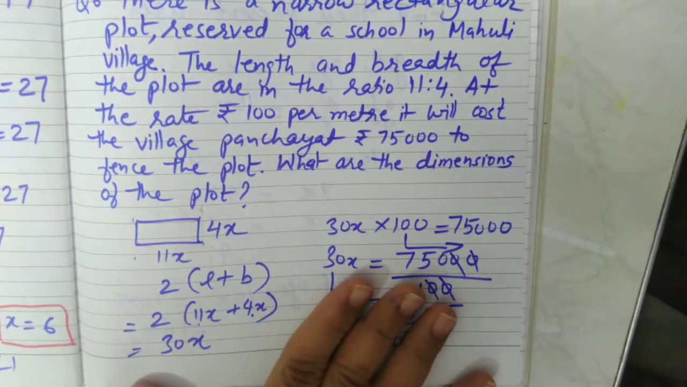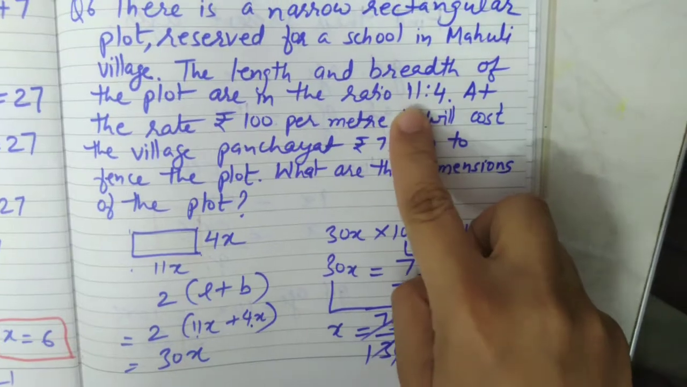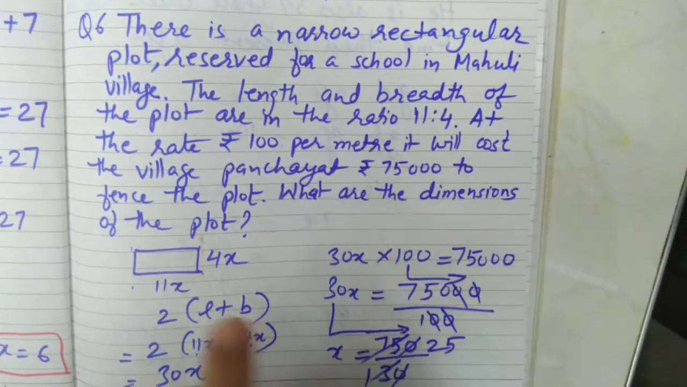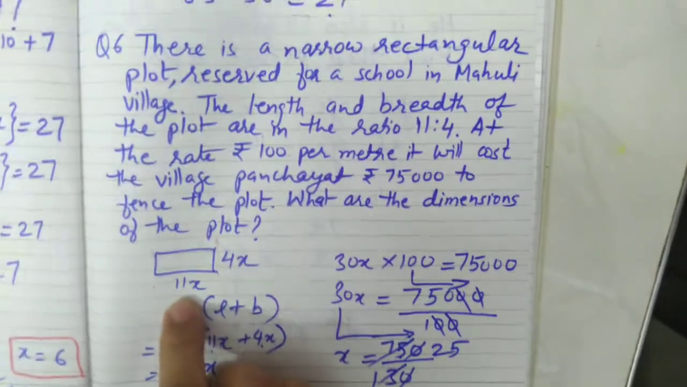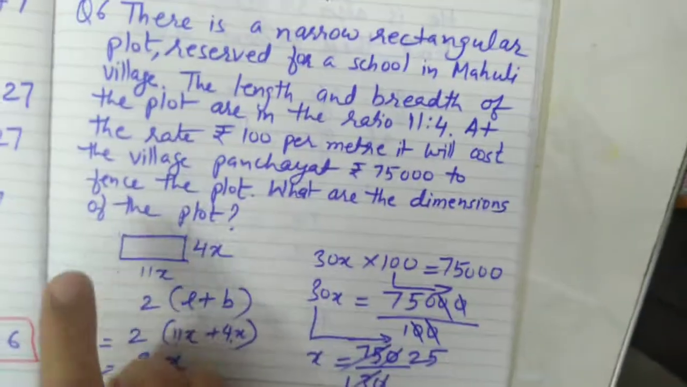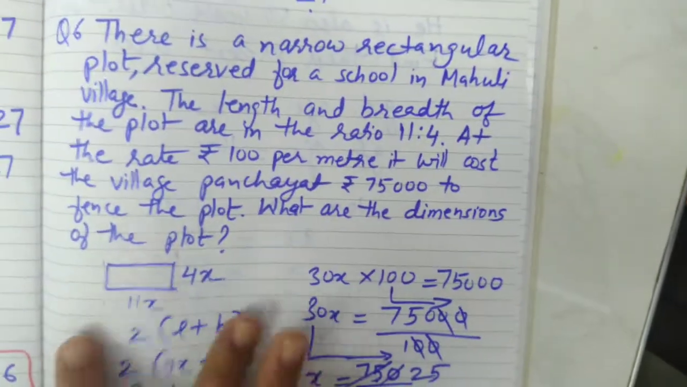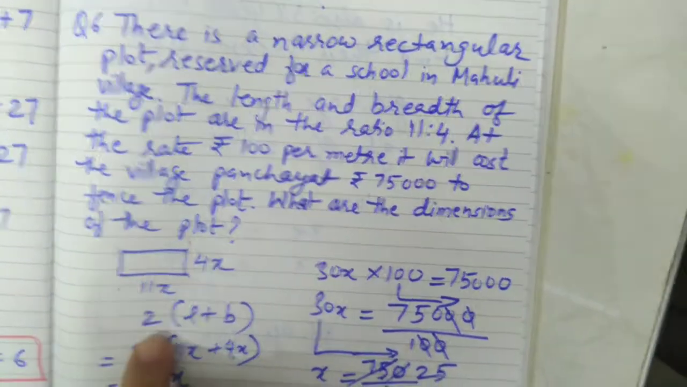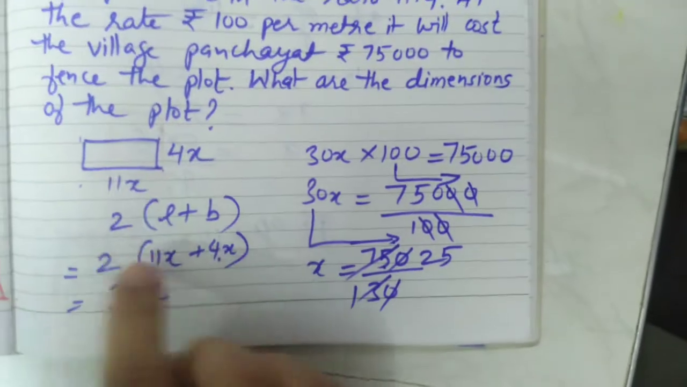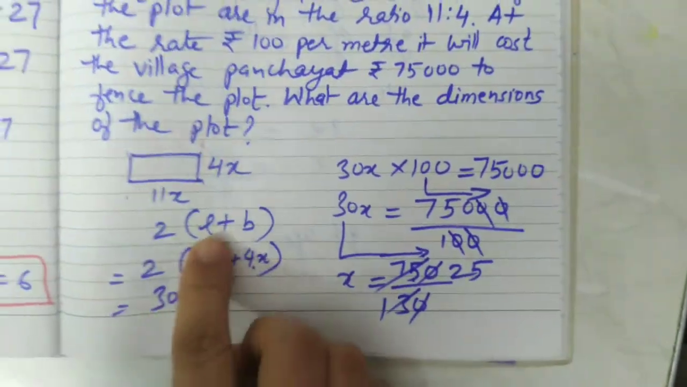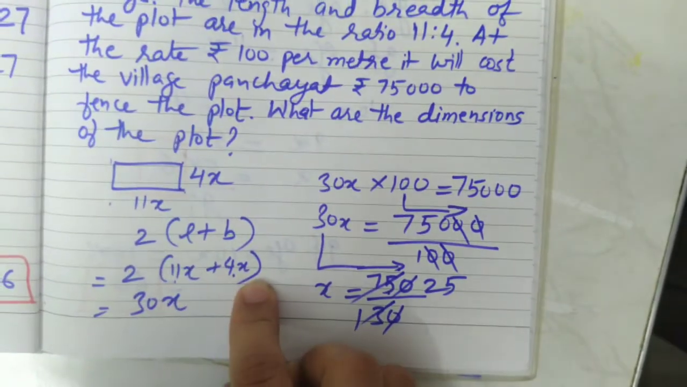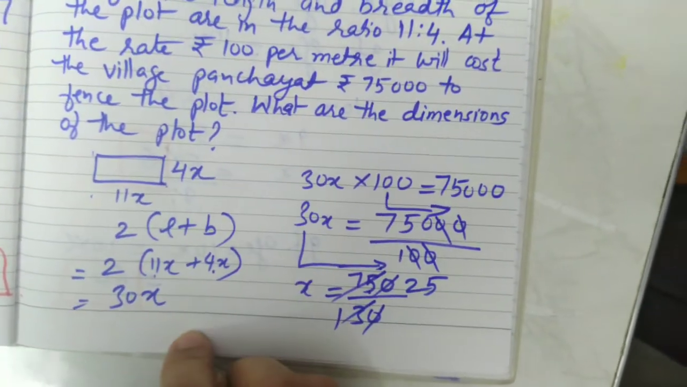Now, whenever this type of question comes, where the ratio is given, 11:4 is given here, we have to consider one as 4x and the other as 11x. Okay. And these dimensions are given, so we have to find out the perimeter first. 2 into (L plus B) is the formula. So a rectangular plot has a perimeter of 2 into (L plus B). Here our length is 11x and breadth is 4x. So 2 into (11x plus 4x), that comes to 30x.